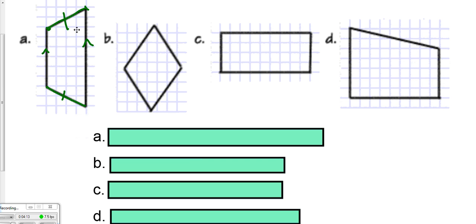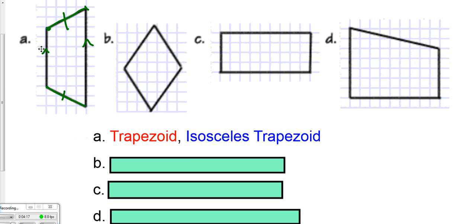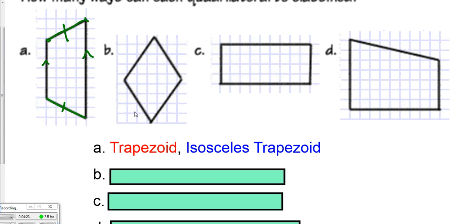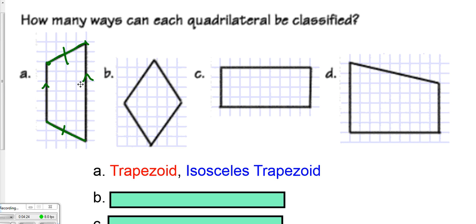So what can we say about figure A? Well, it has to be a trapezoid because we have one pair of parallel sides, and it has to be an isosceles trapezoid, so a little more specific. So we can name this 2 ways: trapezoid and isosceles trapezoid.